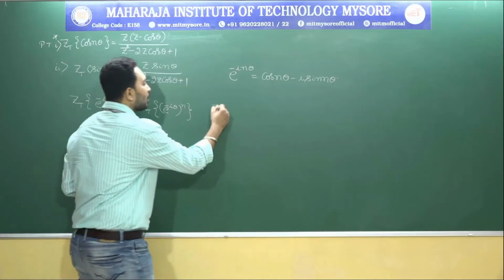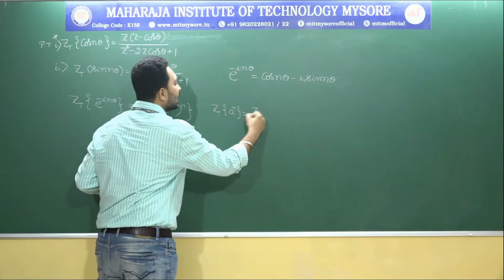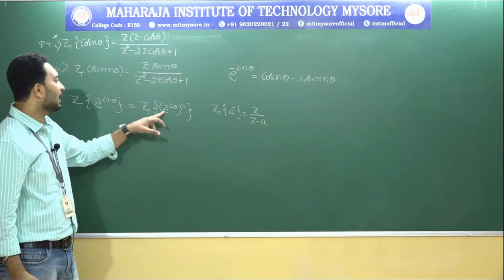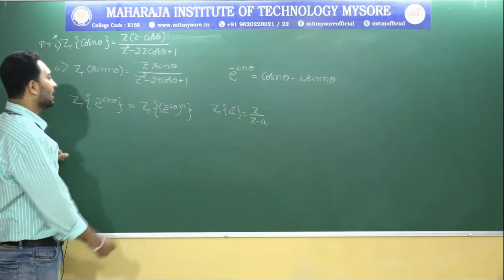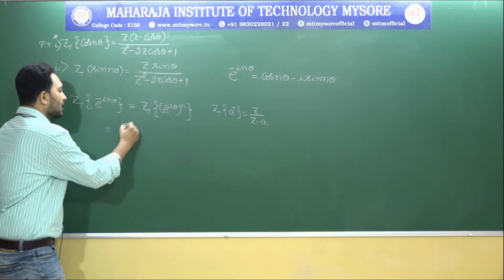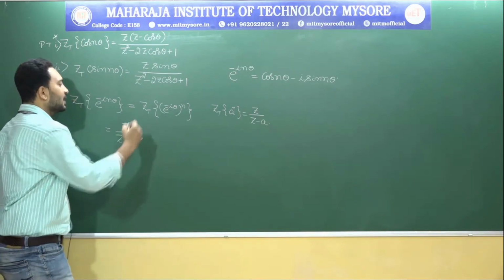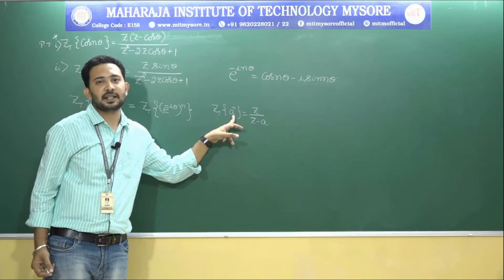What is the z transformation of a power n? It is z divided by z minus a. Similarly, I can write the z transformation of (e power minus i theta) power n as z divided by z minus e power minus i theta. Here I replace a by e power minus i theta.